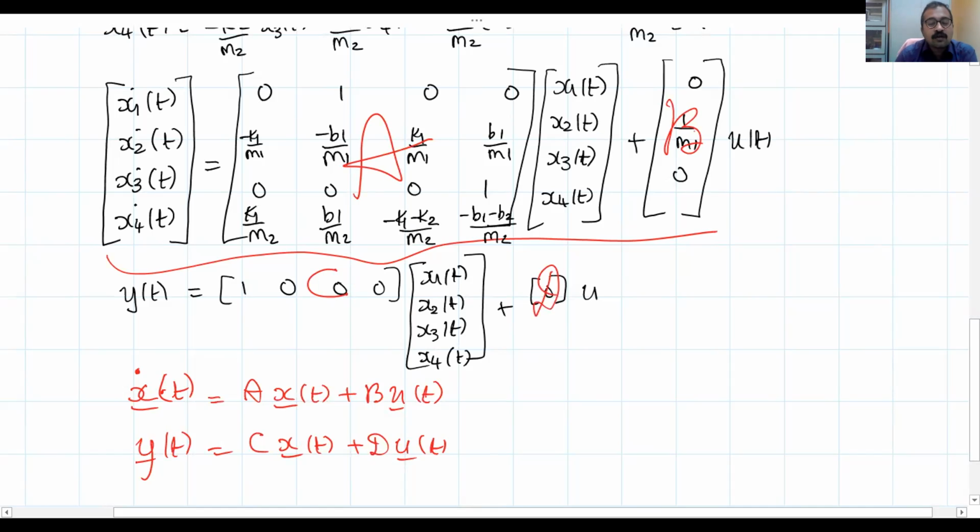Why is B a column vector? Why is B not an array or a matrix? Because we are dealing with SISO systems: single input, single output. If there were more than one input, then your B matrix would have been a matrix of appropriate dimension. Similarly, if you had more than one output, your C matrix would have been a matrix with m rows and n columns. Since we are dealing with SISO, single input, single output transfer functions, your B is a column vector and C is a row vector.